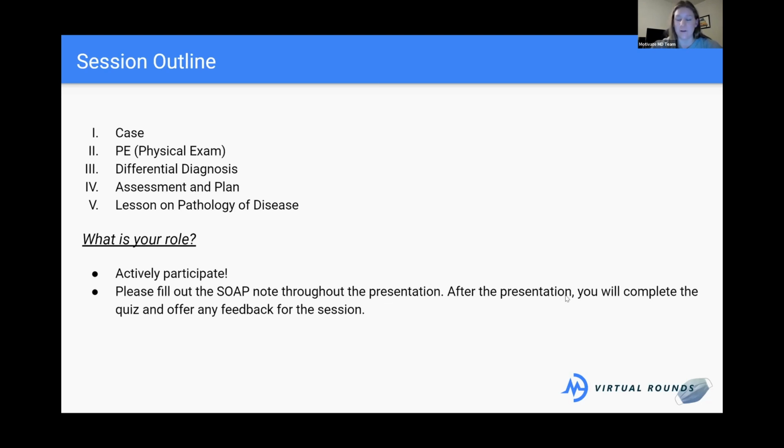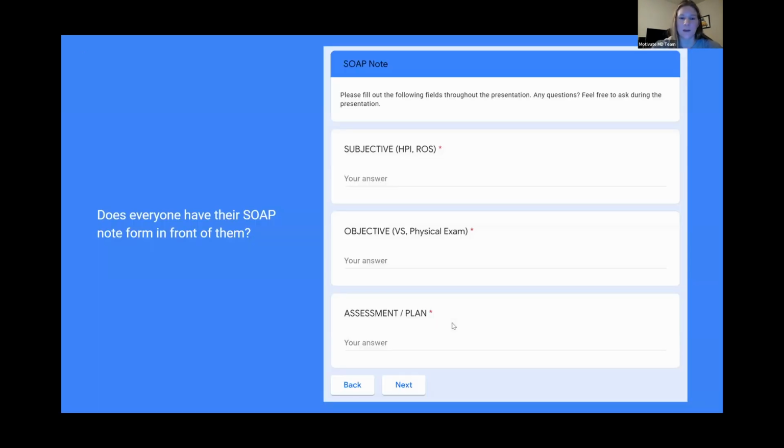And then I also put in the chat our SOAP note and quiz link, which is the Google Forms one, the second link. So you can be working on filling out the SOAP note as we go through it, and then do the quiz at the end of the session. And I also have the Google resource drive. So if you have any questions about terminology, of course, please ask during the session, but you can also see a lot of medical terminology and things like that in the resource link. So this is what the form looks like.